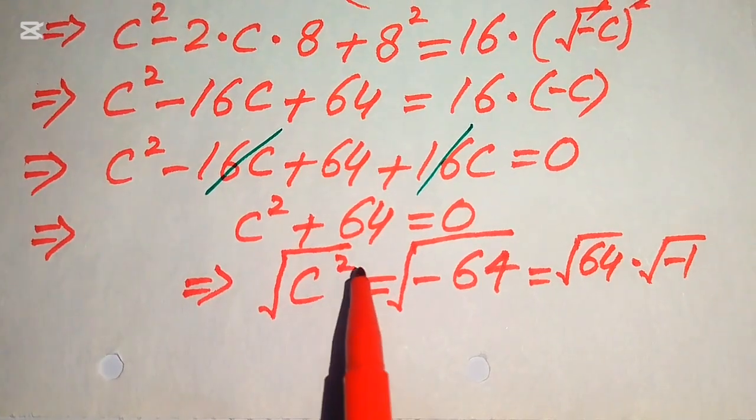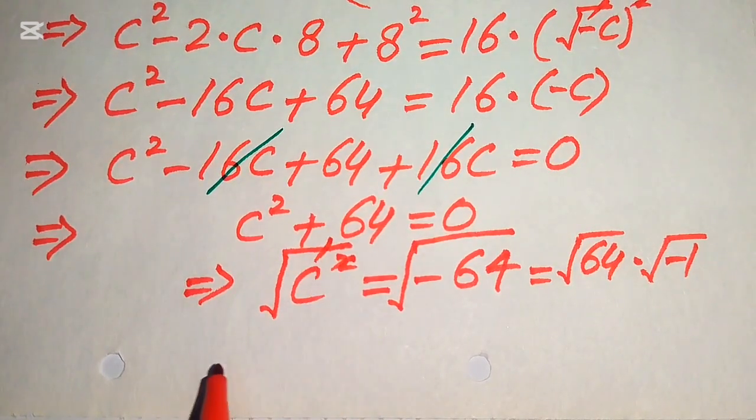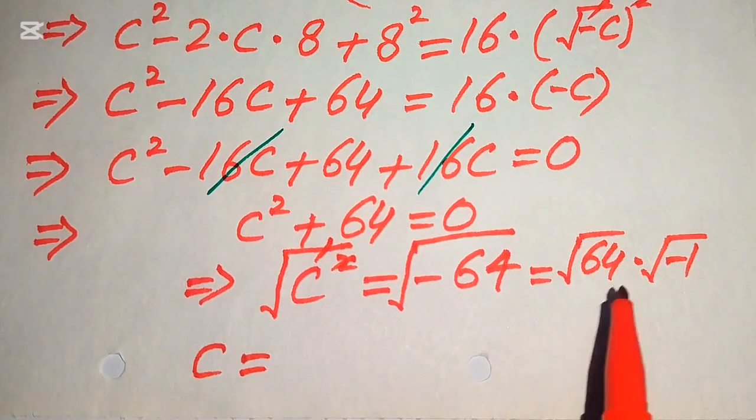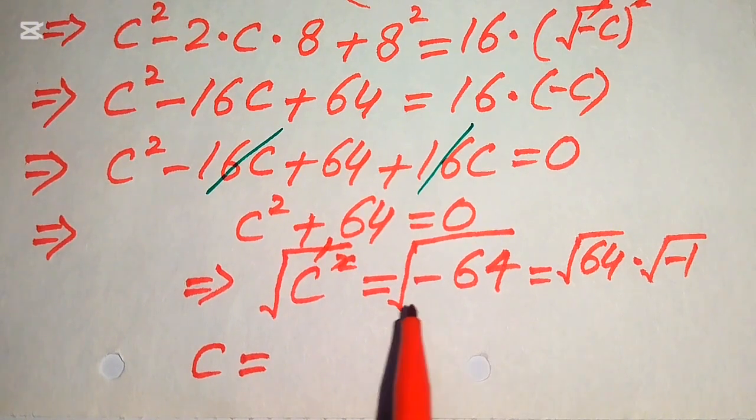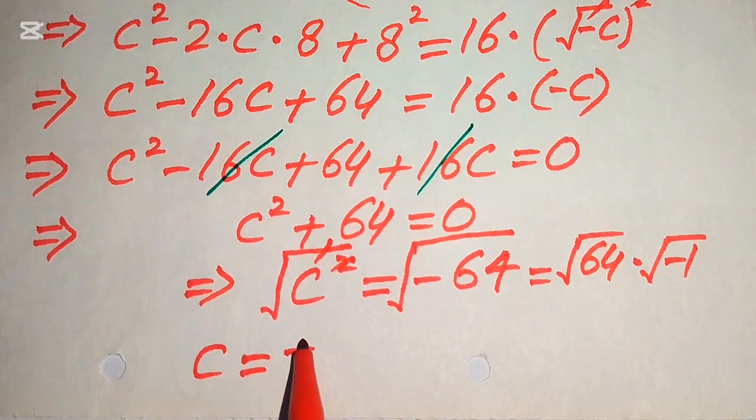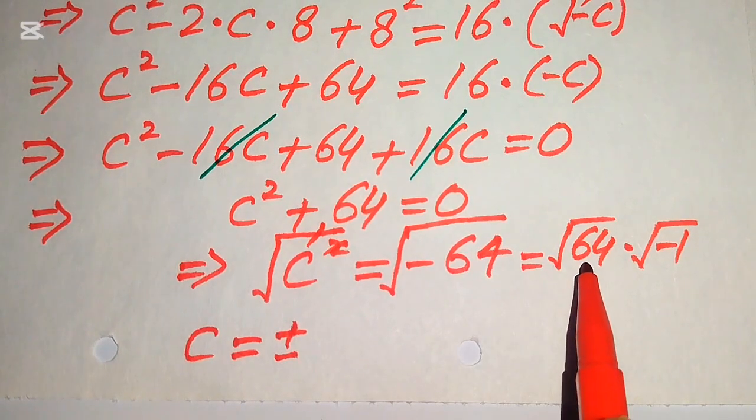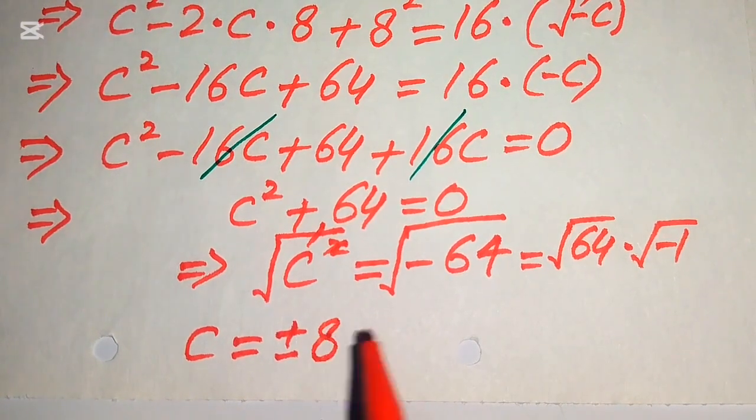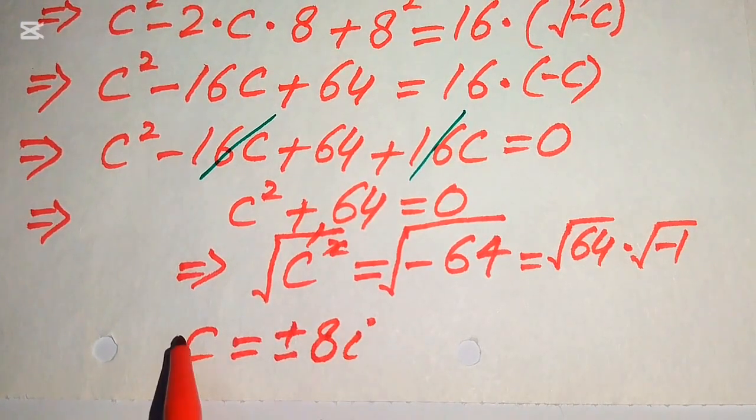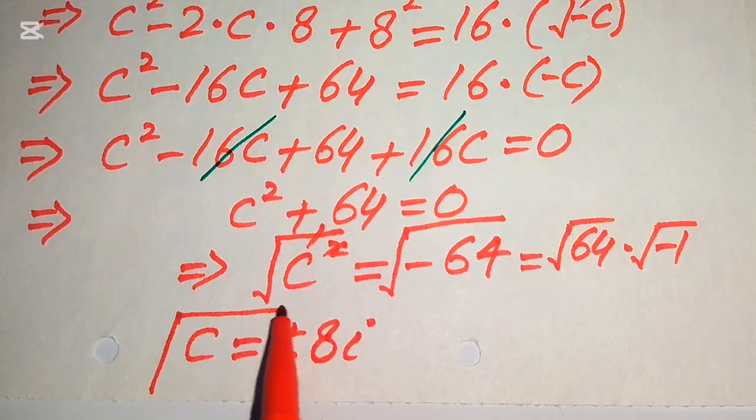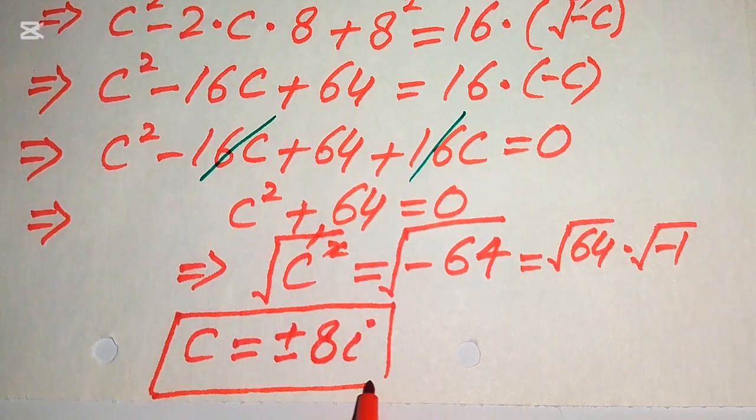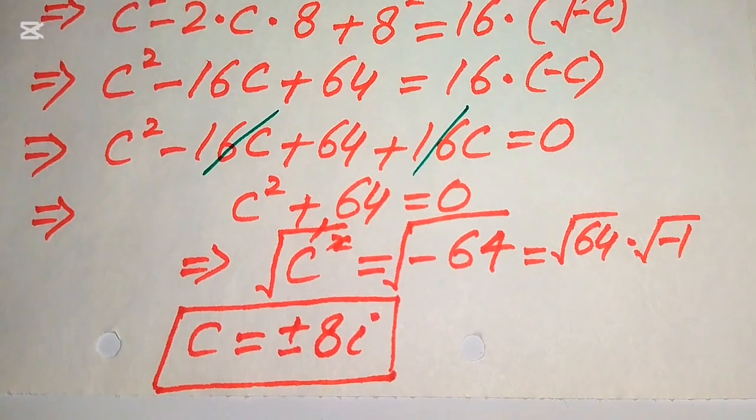And in the left hand side you see here this 2 and this square root are gone, and we will get here c equals, because we take square root on both of the sides, so we apply plus minus sign on one side, and we know that square root of 64 equals 8 and square root of minus 1 equals iota. So these are the two complex values of c which we get here from the given equation.